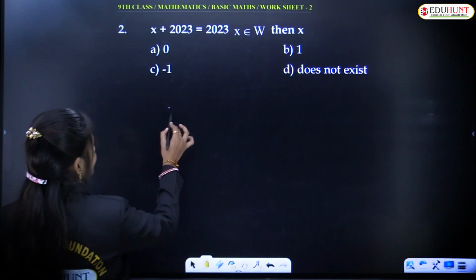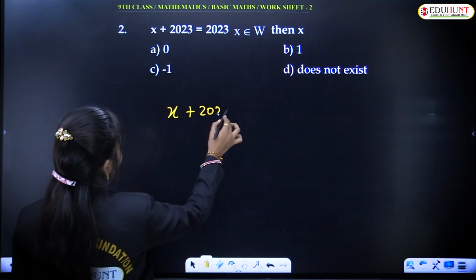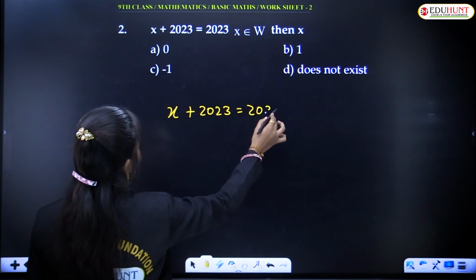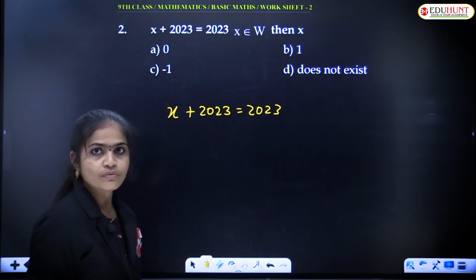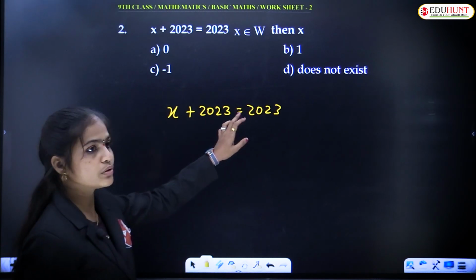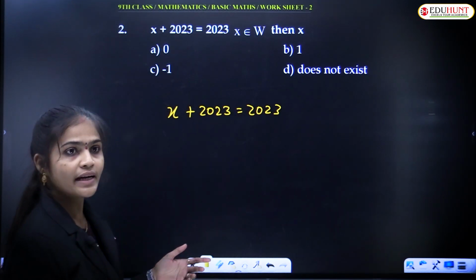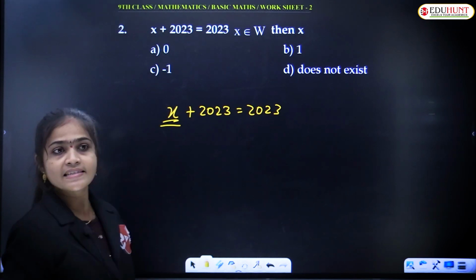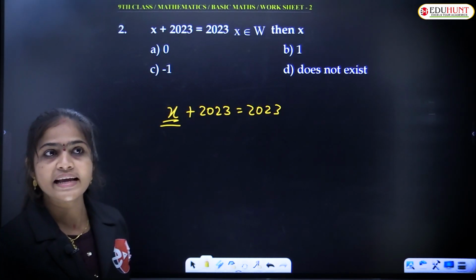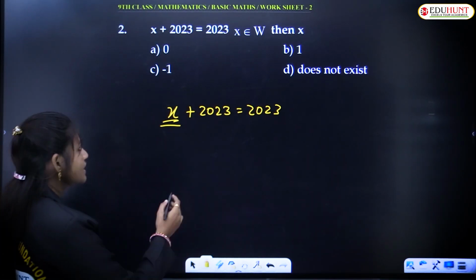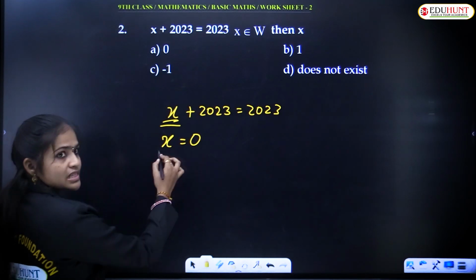Here also the same question. x plus 2023 is equal to 2023. Again, which number do we have to add to 2023 to again get 2023? Which number do we need to add? Yes, that is again 0. So here x is equal to 0.